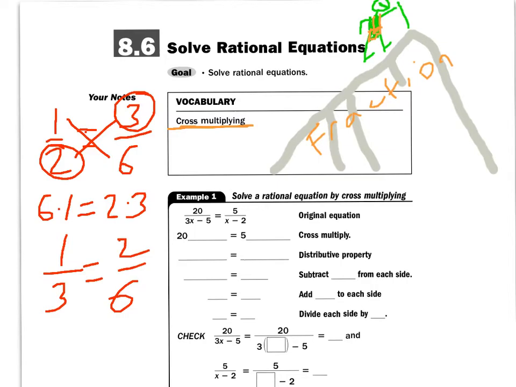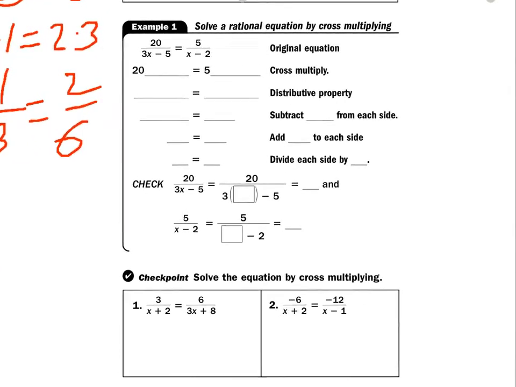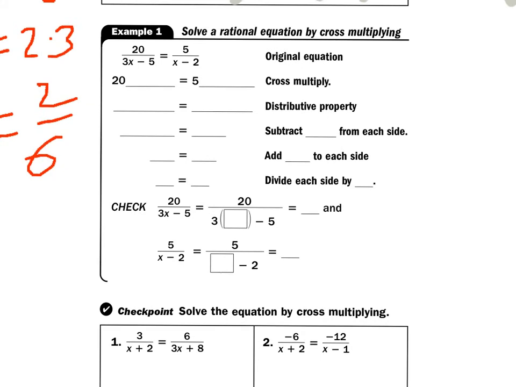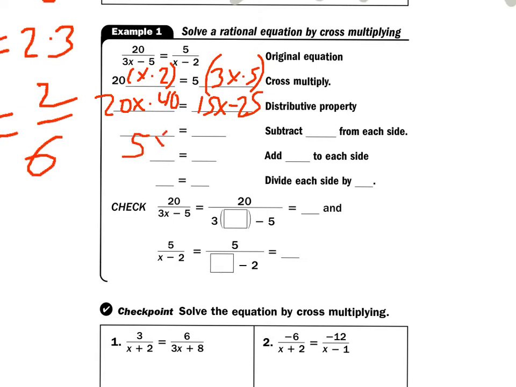So let's take a look at example 1 here and see what we got going on here. If I cross multiply this thing, it's simply 20 times x minus 2 and 5 times 3x minus 5, and then I just solve that. So I get 20x minus 40, and I get 15x minus 25, minus 15x from both sides, I get 5x, plus 40, because it's a minus 40, plus 40, so I get 15, divide by 5, x equals 3.